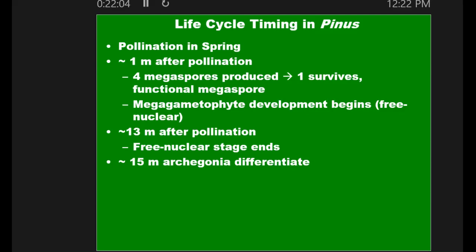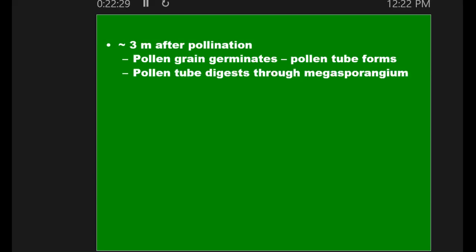Okay, so let's think about what's going on, because those pollen grains are still immature. Like, there's no sperm there yet. So think a little bit about that. So the pollen lands on the ovule, and about 3 months later, that's when you'll start to see the pollen tube elongating. That cell will start to grow long. It forms kind of a tunnel, and it has to digest its way through the megasporangium. And then it's got to find an archegonium with an egg.